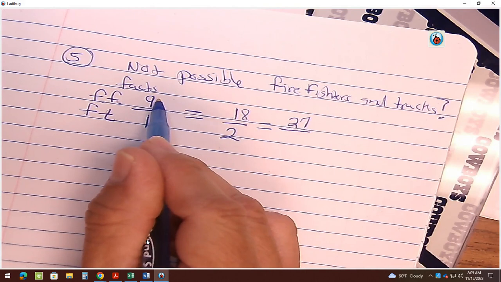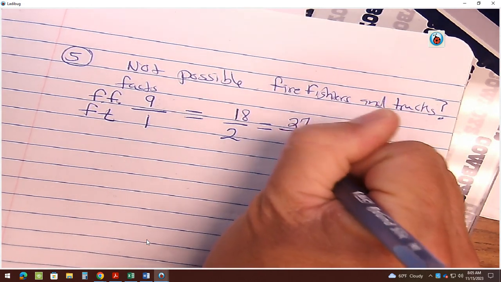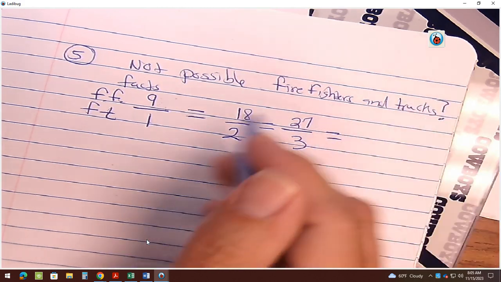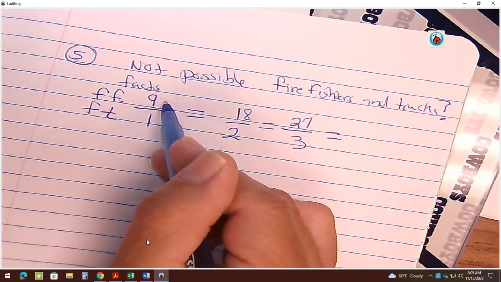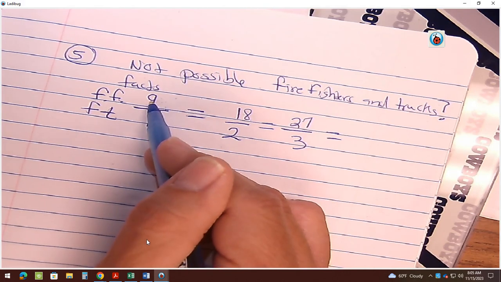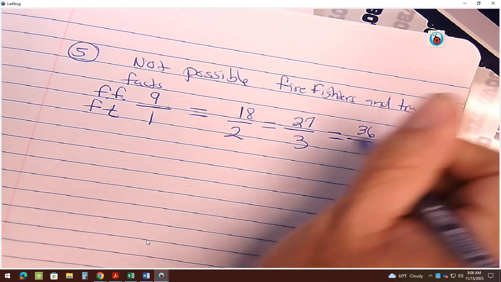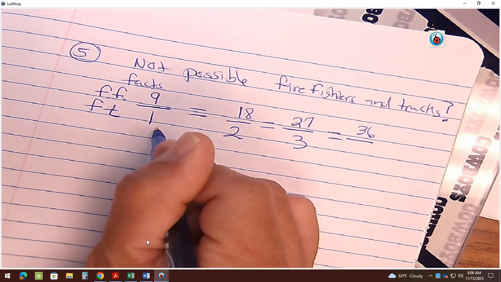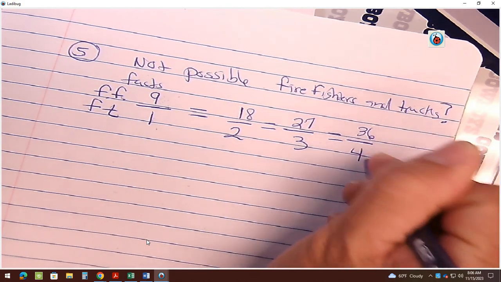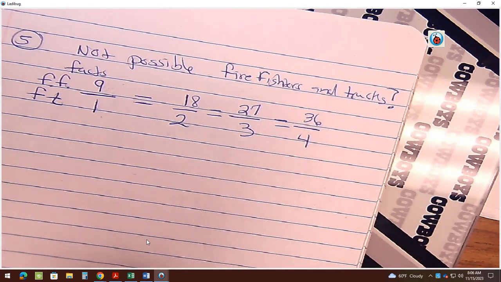Try again. 9 times 3, 27. What you do on the top, you do on the bottom. So what's 1 times 3? 3. Who's next after 3? 4. And you always start with the simplest one. 9 times 4, 36. 1 times 4, 4. And I like to go to the 5th one only and see if I can find a little pattern here.